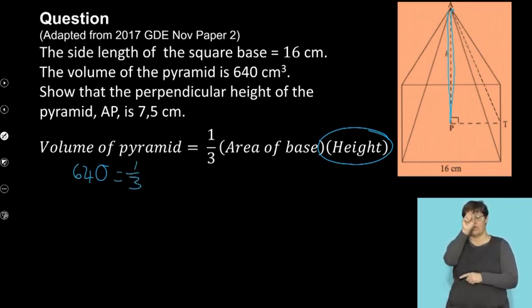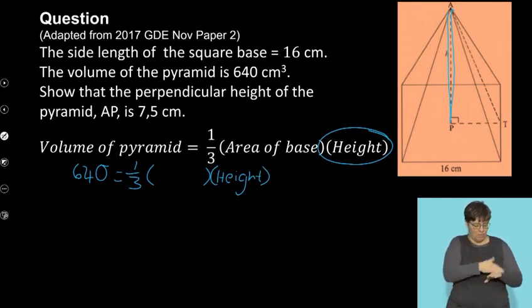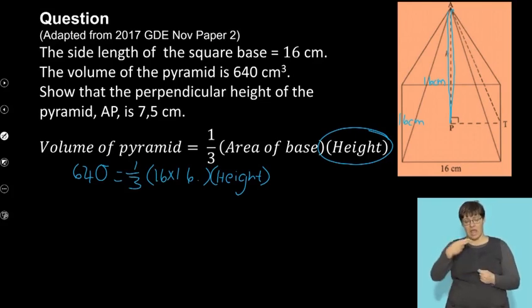This will be equal to 1/3 times the area of my base multiplied by my perpendicular height, which is my missing piece of information. But what is the area of my base? I can see that it is a square-based pyramid, which means that all of these lengths are 16 centimeters. But because I know that information, that means that the area of the base will just be length times breadth, which is 16 times 16, because it is a square base. So at this point, all that I need to do is isolate my height.